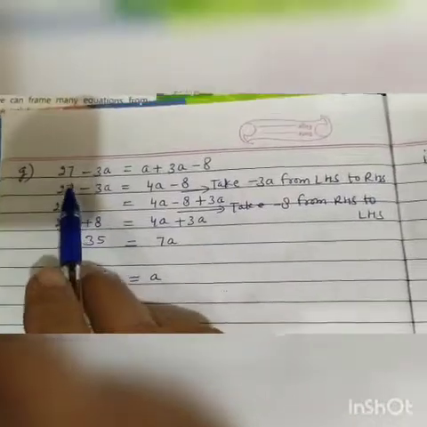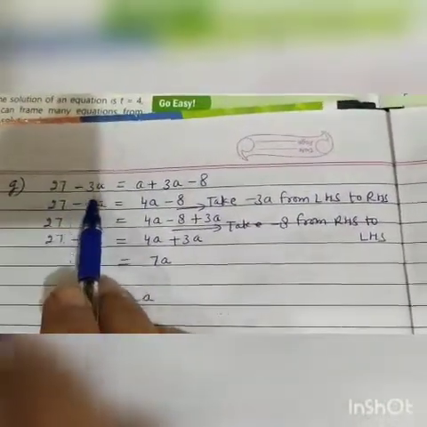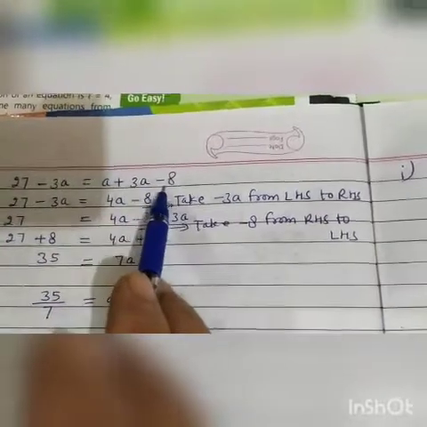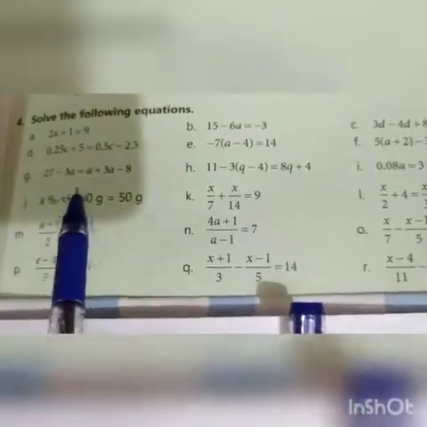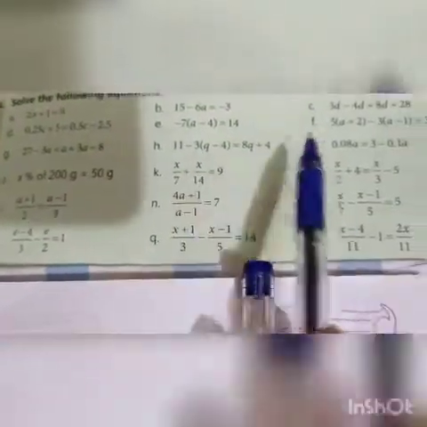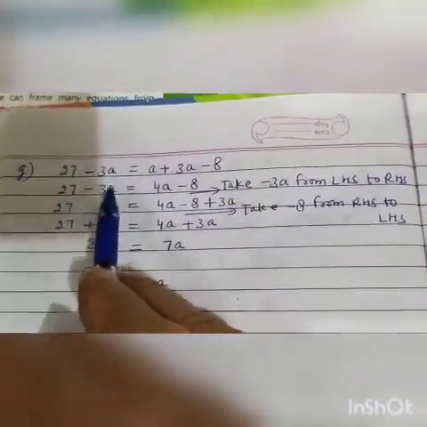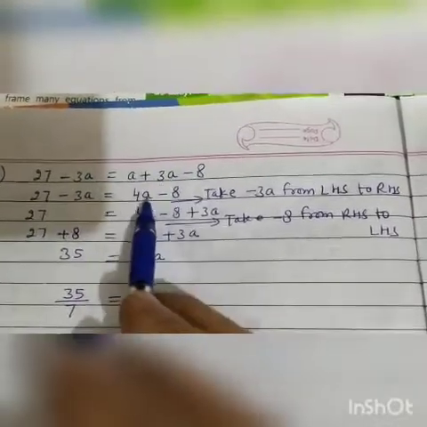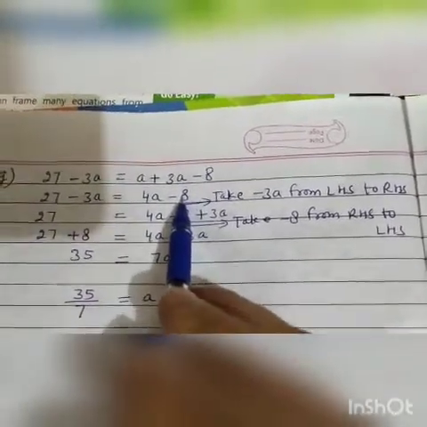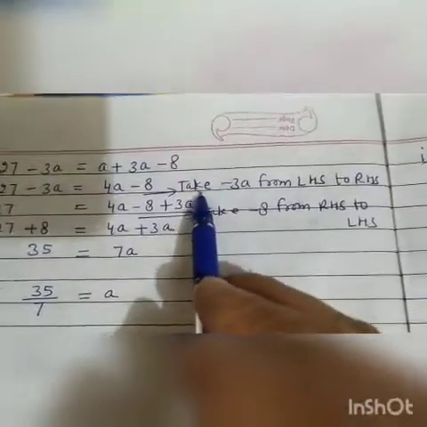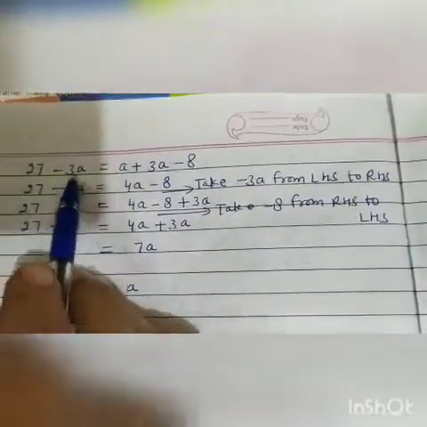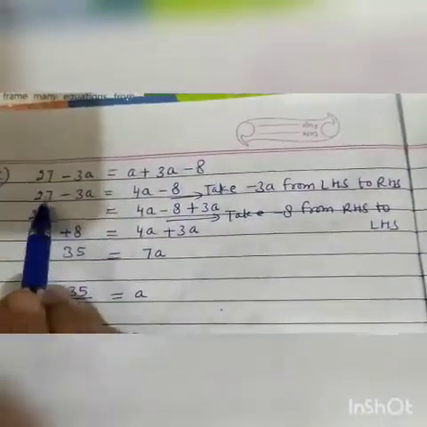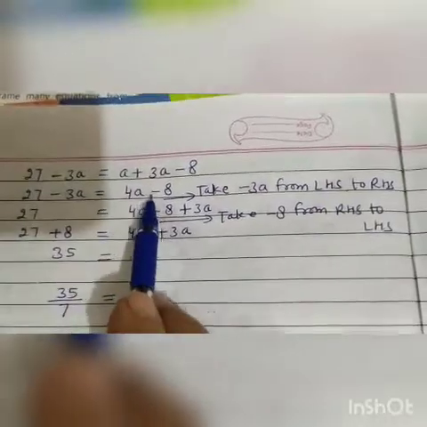Next part, g. G is 27 minus 3a is equal a plus 3a minus 8. See here part G. This one, G H I. So 27 minus 3a is equal a plus 3a, 4a minus 8. Now take this. See here I have written, take minus 3a from left hand side to right hand side. From here to here. 27 is equal 4a minus 8.